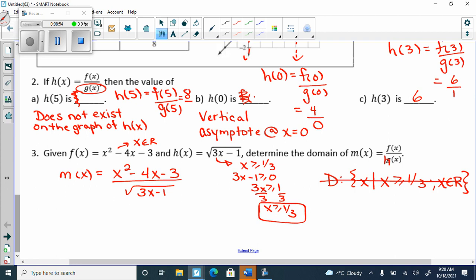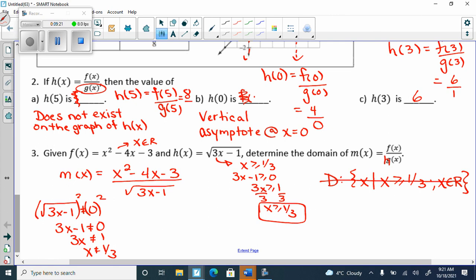Now, how do I find my non-permissible values? I just set my denominator not equal to 0, technically, right? So if I go square root of 3x minus 1, it can't equal 0. I square to get rid of the square root. 3x minus 1 can't equal 0. 3x can't equal 1. x can't equal a third. If it equaled a third, I'd get a 0 here, which is fine under the radical. But can I have a 0 in my denominator?